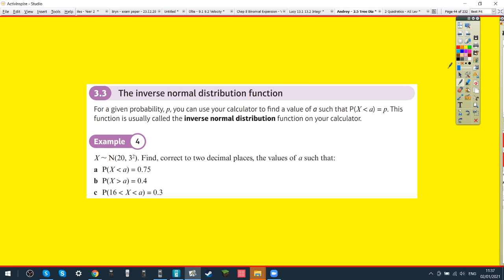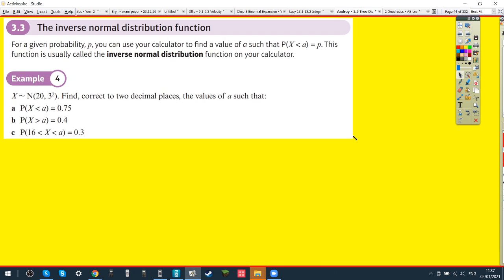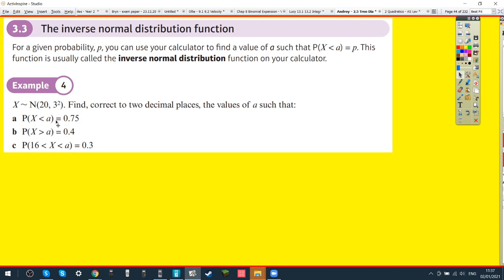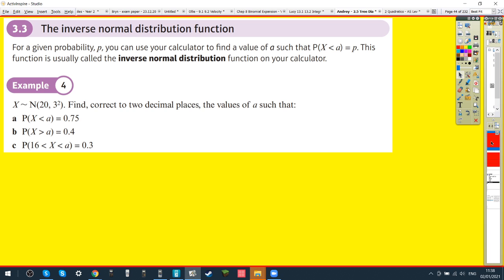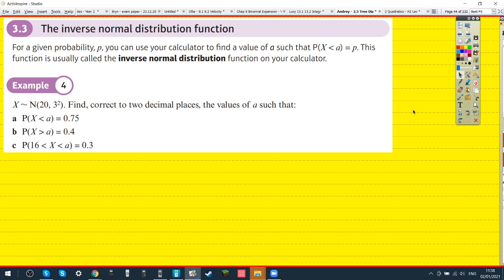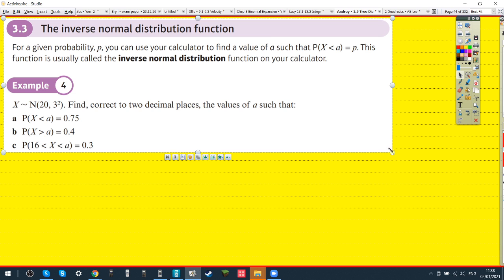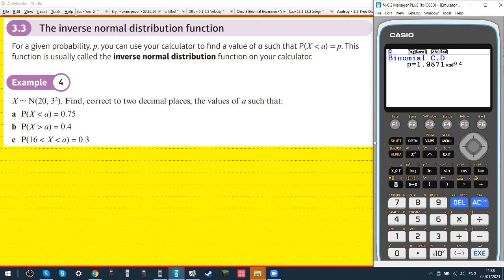Next stuff. Inverse normal distribution. X is normally distributed. Mean of 20. Standard deviation 3. The probability that X is less than something is 75%. What is that something? Any idea about that? You're not gonna get it. Hold on. This time. Exit.